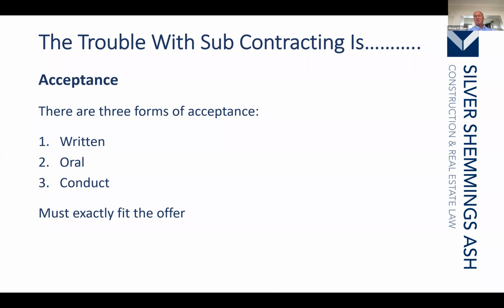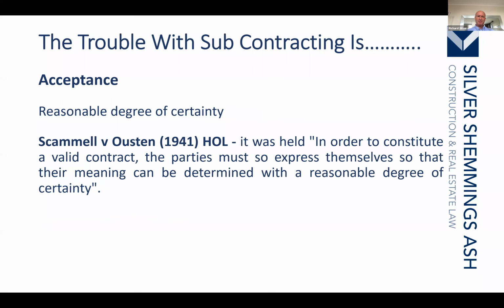The next form of acceptance is oral. You've said to me that you are offering £10,000, or you submitted a tender of £10,000, and I phone you up and say, I accept, start tomorrow. I've orally accepted. There is no problem with having an oral acceptance, with the exception of having to prove it. Clearly, it's much easier to prove written acceptance than oral acceptance. Now, the final form of acceptance is conduct.